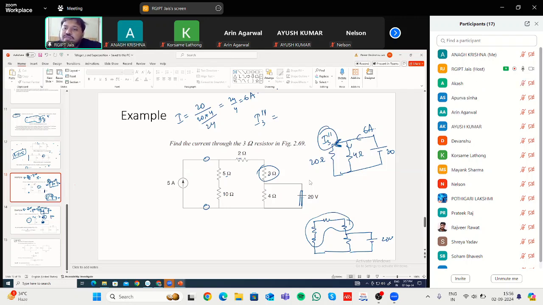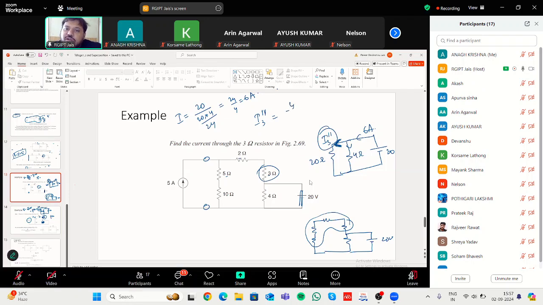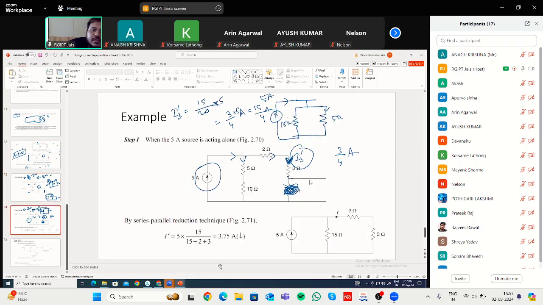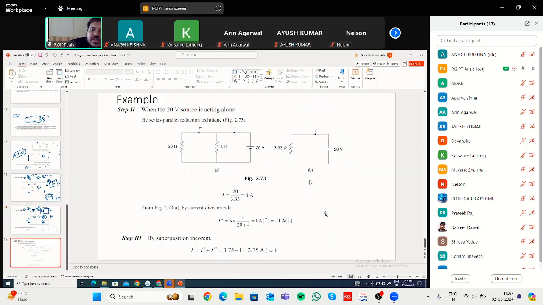So you are trying to find the current flowing through this branch. In the numerator it will be 4 divided by the sum of this, that is 24, multiplied by the current flowing, that is 6, that is 1. So 3.75 due to the current source and 1 ampere due to the voltage source.